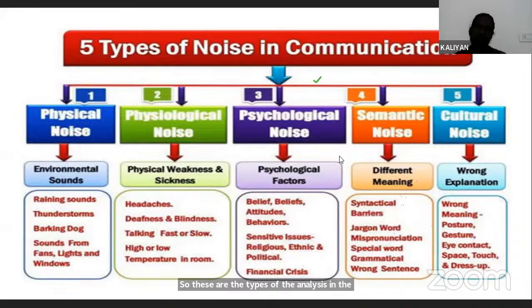This topic is also very important. A question will be asked: which are the physiological noises. They give headache, deafness, high, low, and parking or barking dog and so on. So we have to find out which is physiological. So these are important; many times questions come from this chapter especially.